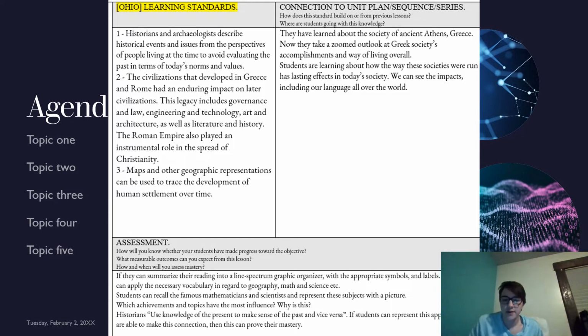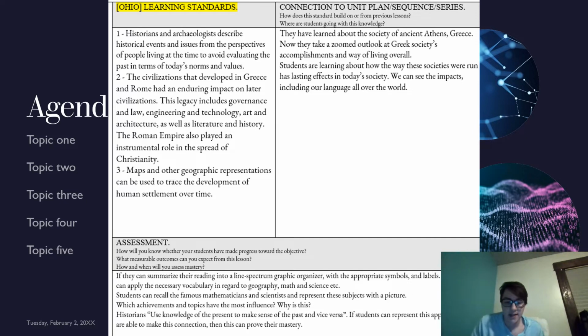So this connects to other plans because students were learning about how the Greek societies were run, and then they learned about Rome, and they learned about other civilizations past that as well. So it really connects to everything they're doing with these ancient civilizations.